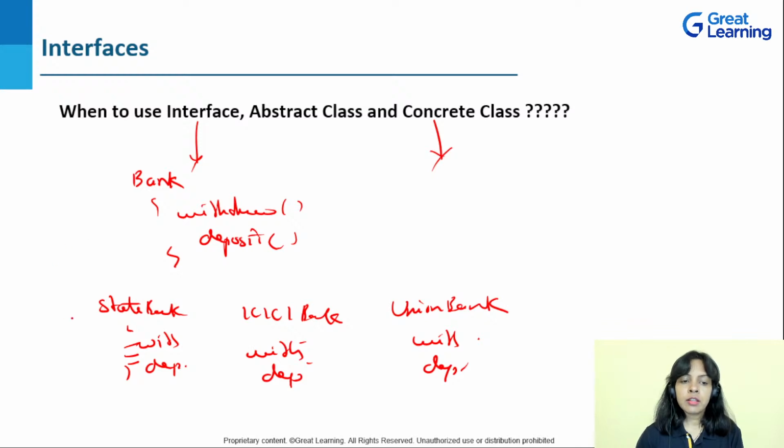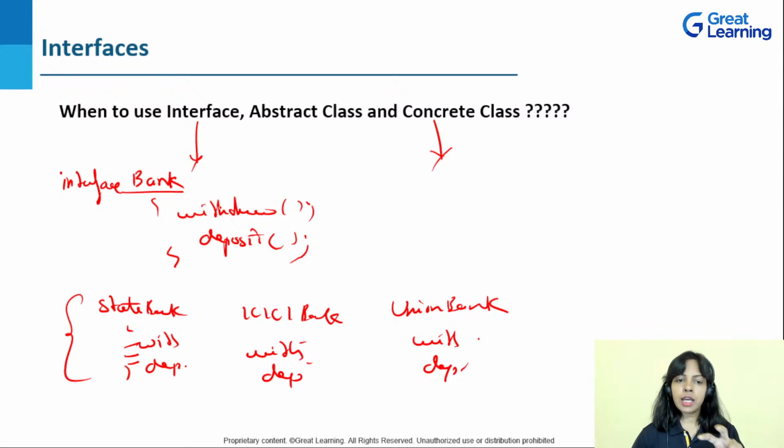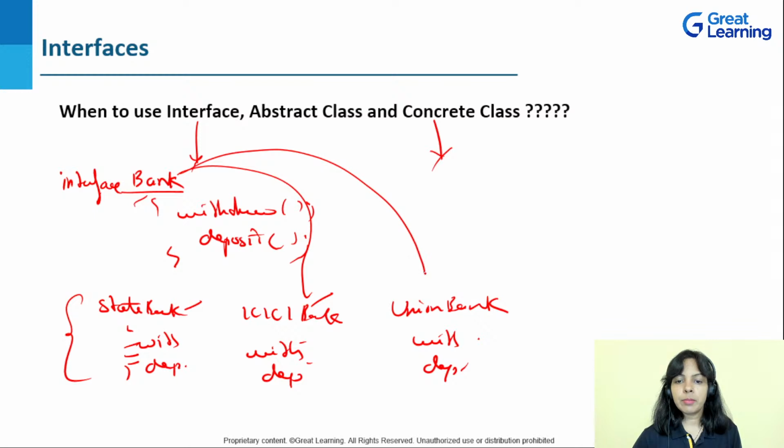So in place of directly going and creating these, we'll have an interface Bank which will have just these two abstract methods, saying that every bank should have these two withdraw and deposit functions for sure. So State Bank should implement this Bank, ICICI Bank should also implement this Bank, Union Bank should also implement this Bank. Now this will make sure that these two methods are for sure in each of the banks. So are you getting a real view of where we make use of interface?